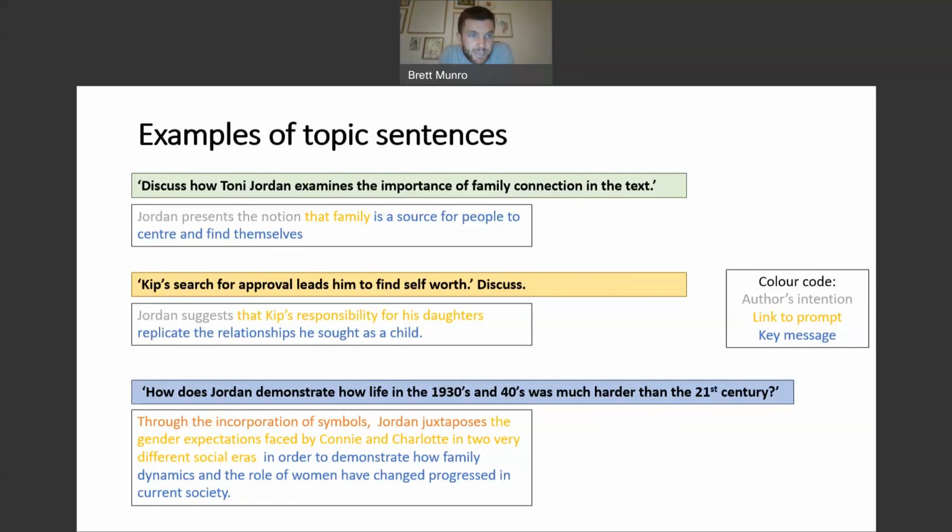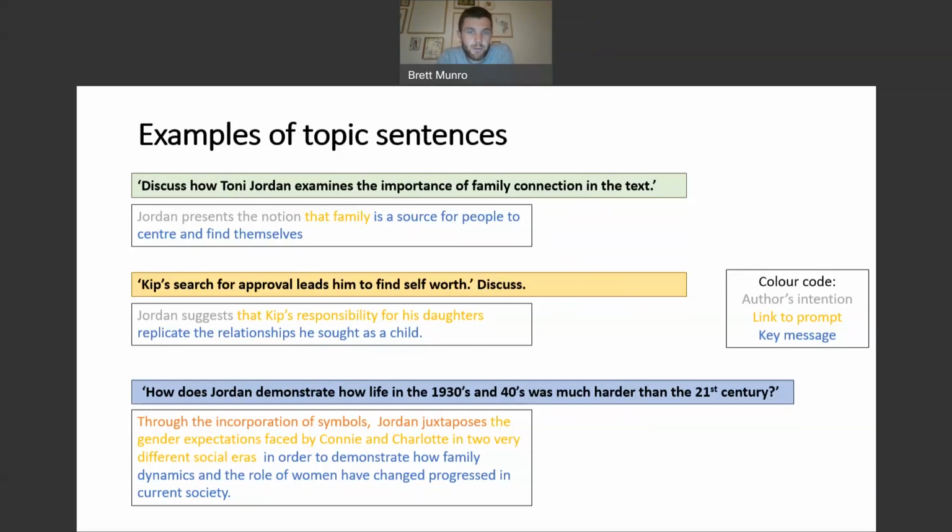The second topic sentence here is on the prompt of Kip's search for approval leads him to find self-worth. Discuss. And we have this color-coded. Jordan suggests that Kip's responsibility for his daughters replicate the relationships he sought as a child. So in this case, the connection to the prompt is that approval, that responsibility for his daughters. And we're saying that the key message here, the key idea that's being connected to his approval is him replicating the relationships he sought as a child.